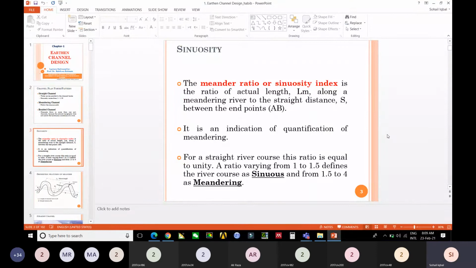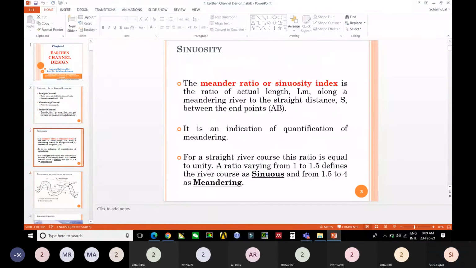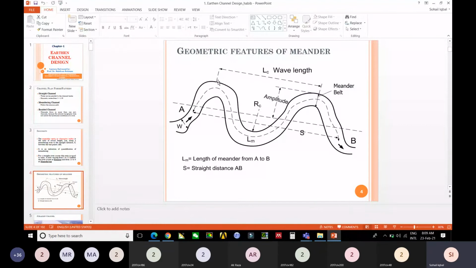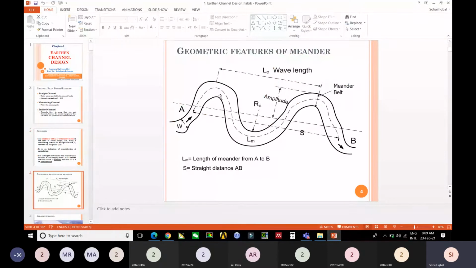So first of all, what is the sinuosity? Sinuosity, the meandering ratio or sinuosity index, is the ratio of the actual length along a meandering river to the straight distance. So here is the clear definition of sinuosity: the actual distance from one point to another point divided by the straight distance. The actual length is LM. Okay, actual length is the LM.